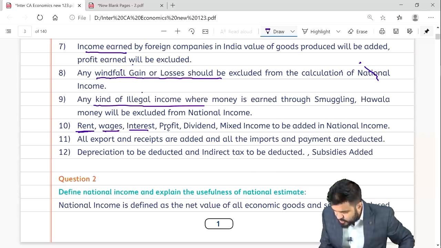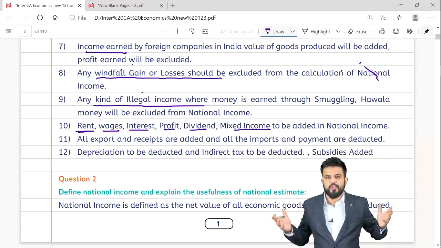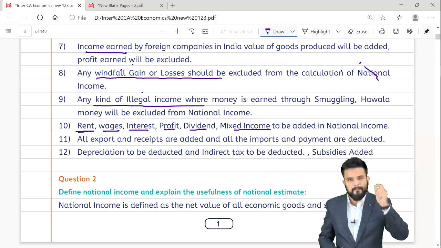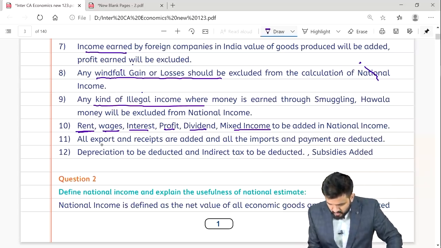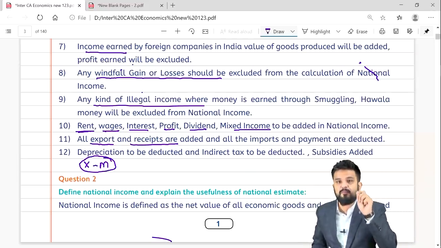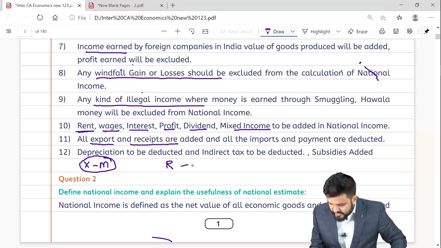Rent, wages, interest, profit, dividend, mixed income, commission, brokerage, you can add because they are earned income, they are factor income. Added. All exports and receipts are added, that is, to be very precise, X minus M, all exports are added and all imports are deducted. M stands for imports. And all receipts are added and all payments are deducted.